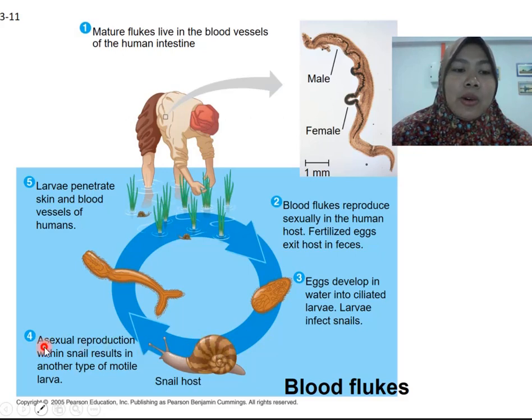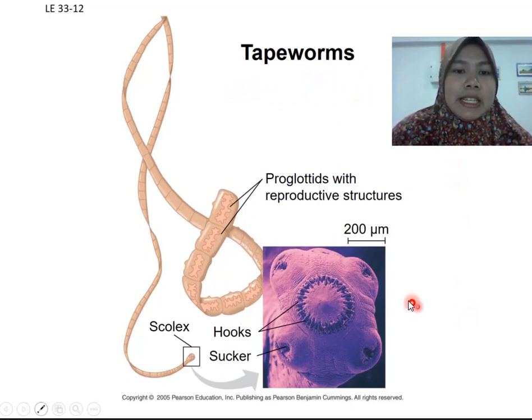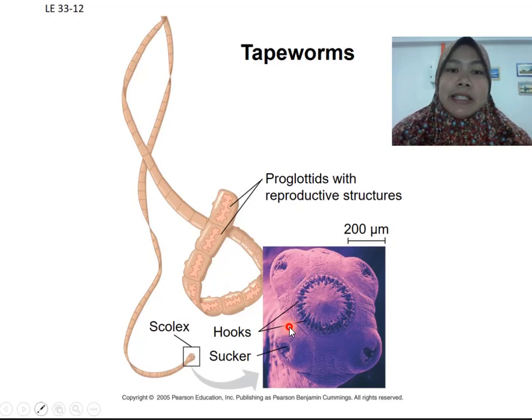Within the snail, they undergo reproduction. The details of this type of reproduction you will learn in chapter 9 later. The result is another larva, which infects the skin of a human, for example through an open wound on the foot, and the human becomes the host. Another example of Platyhelminthes is the tapeworm. It has proglottids with reproductive structures, and a hook and sucker used to cling to the inner wall of the intestine of humans and animals.